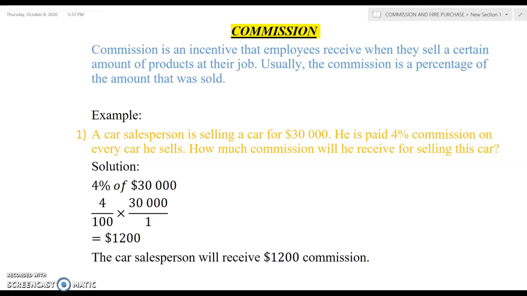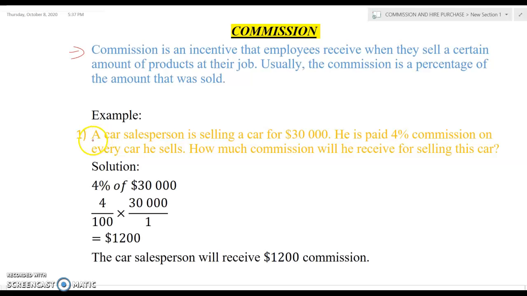So what I wrote in blue here: commission is an incentive that employees receive when they sell a certain amount of products at their job. Usually the commission is a percentage of the amount that is sold. Commission is very popular for sales representatives who work in car dealerships. Let's say Toyota, right? If you're a car salesperson, you get a commission every time you sell a car or a certain amount of cars. So let's look at this example here.